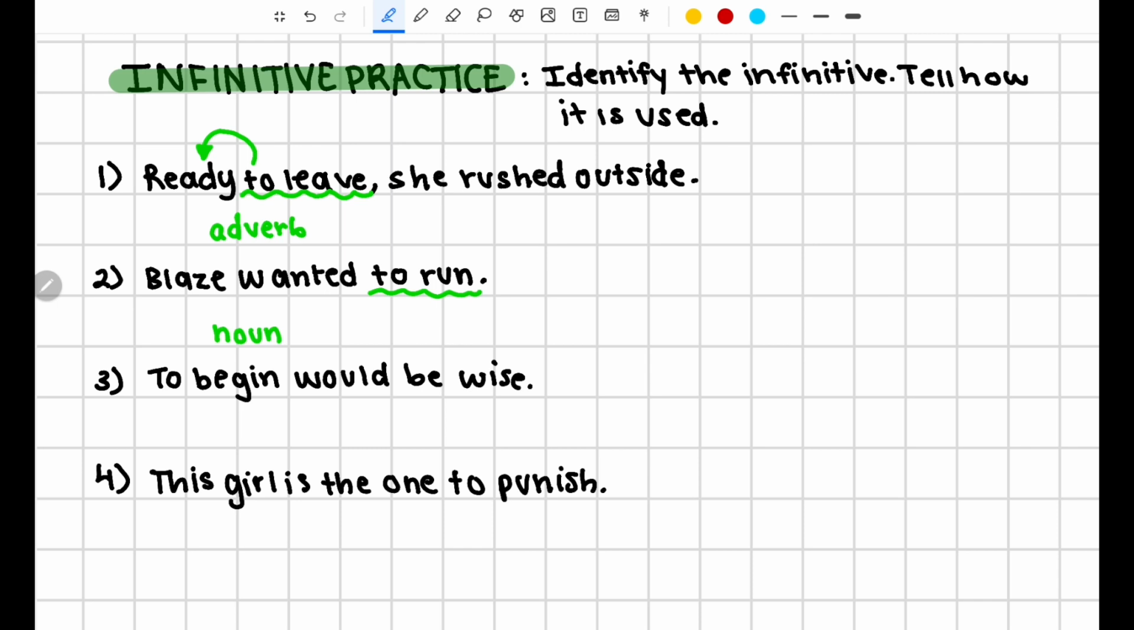To begin would be wise. In this case, it's being used as a subject, so it's also a noun. And lastly, this girl is the one to punish. In this case, to punish is referring to one. It's describing it. So we're going to say this is an adjective.